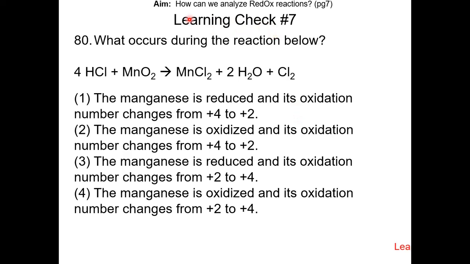Learning check number 7. What occurs during the reaction below? Pause the video and resume when completed. Let's look at the oxidation number of manganese. On the reactant side, manganese has an oxidation number of positive 4. On the product side, it has an oxidation number of positive 2. Since it goes from positive 4 to positive 2, manganese is reduced in this redox reaction. So the answer is choice 1.